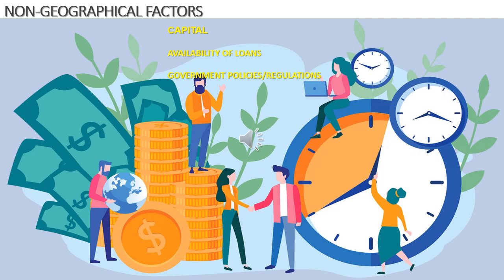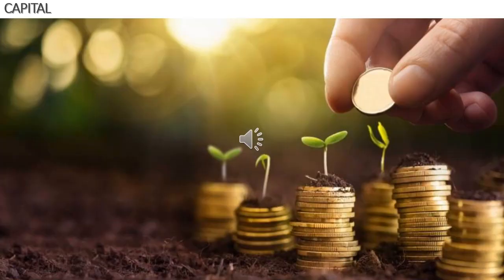So what are the non-geographical factors? Capital, availability of loan, and government policies and regulations. First, capital. Capital, that is money. Huge investment is needed for the establishment of industries, without which no industry can be established. Without capital, we can't start or run an industry. So capital is necessary for the establishment of industries.